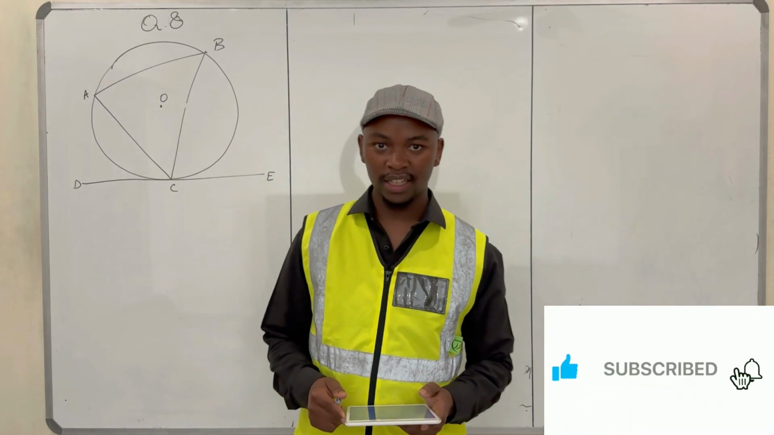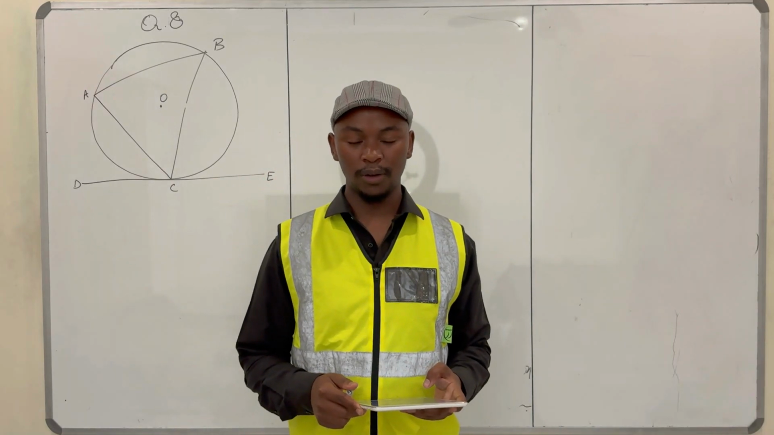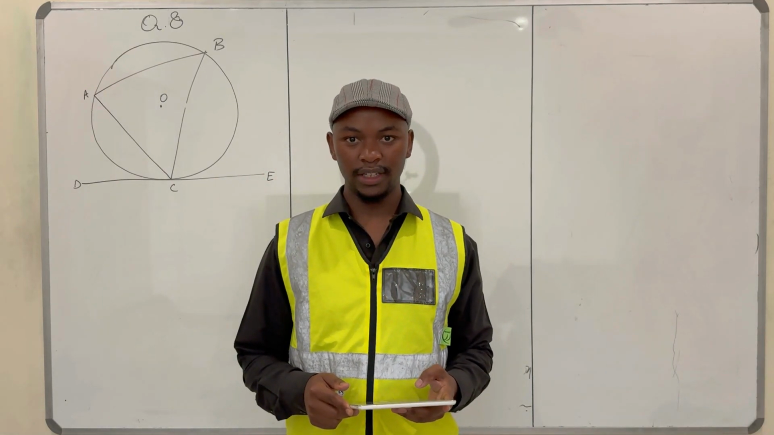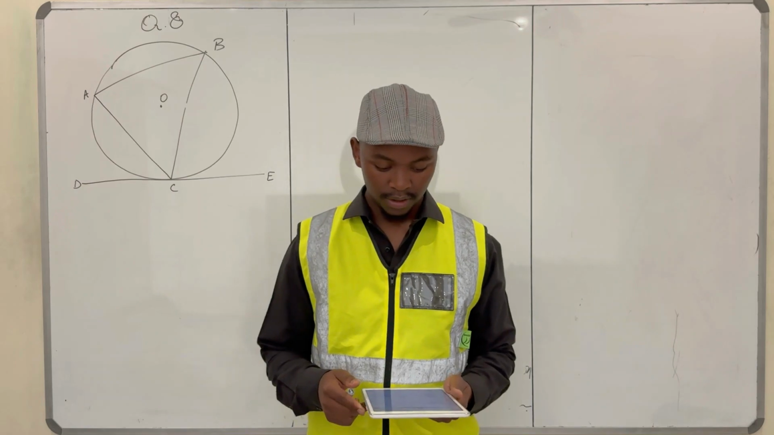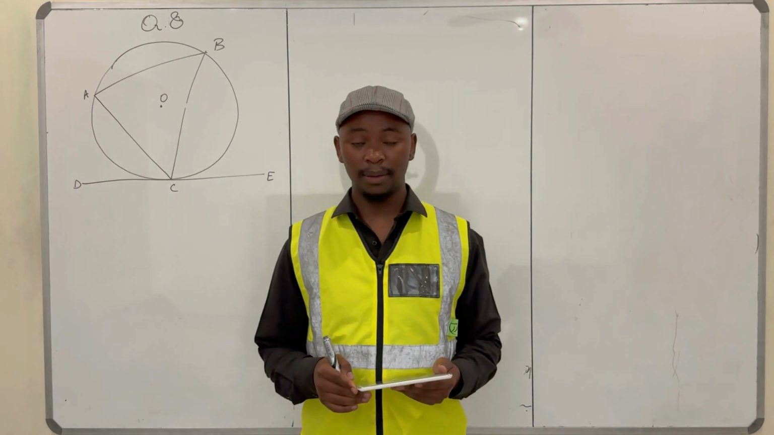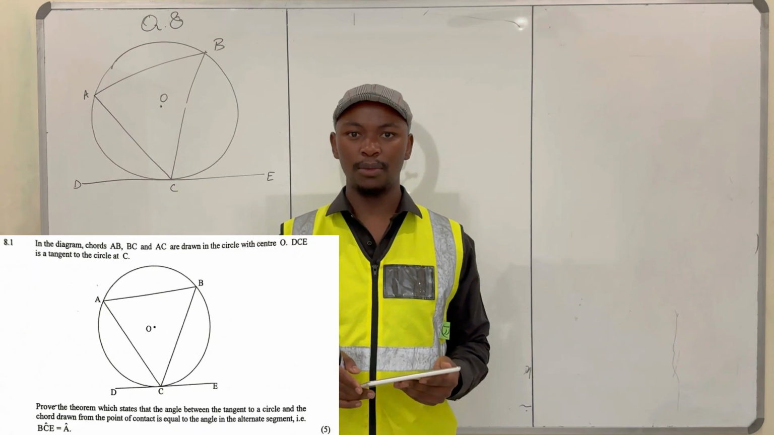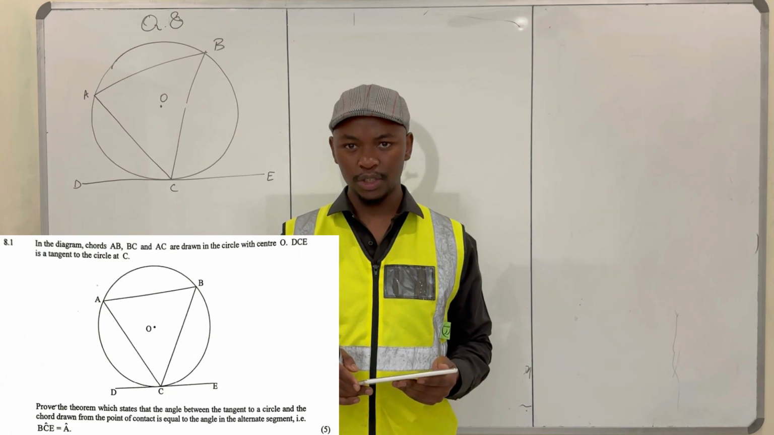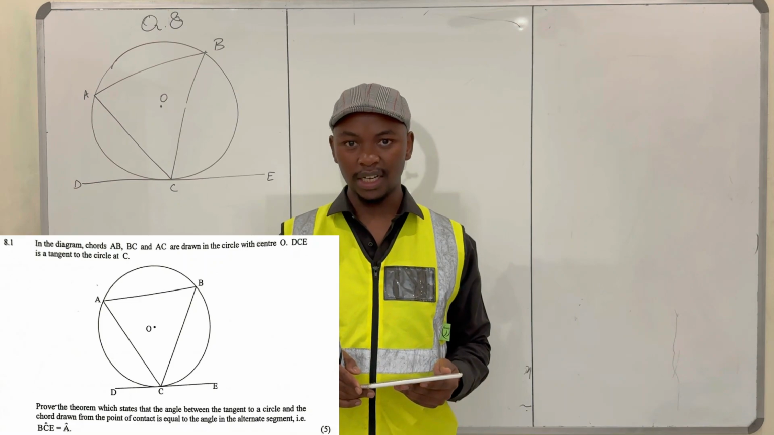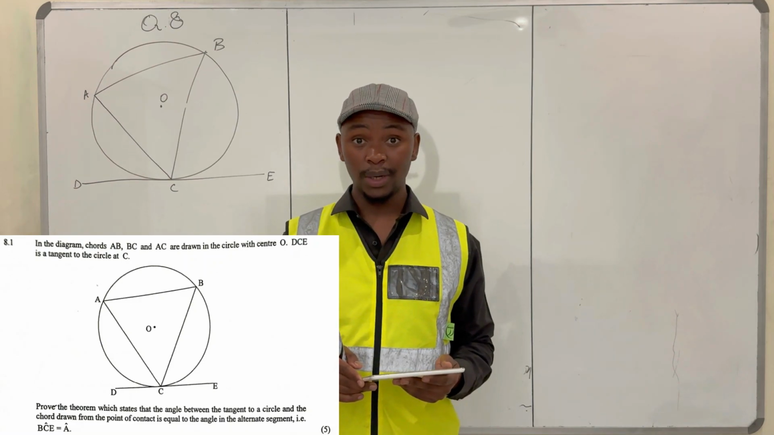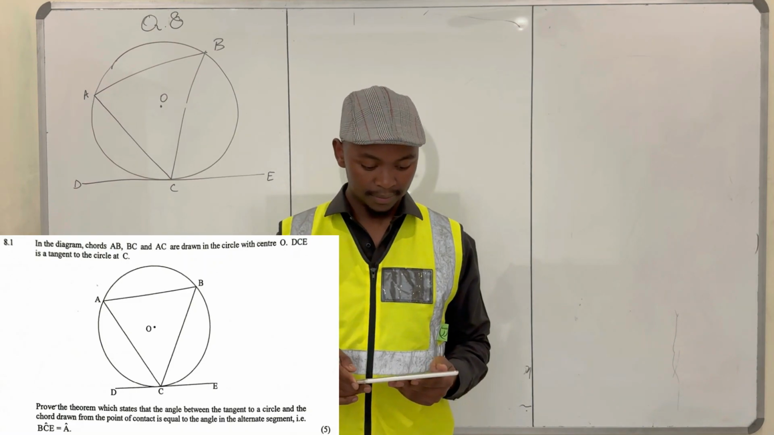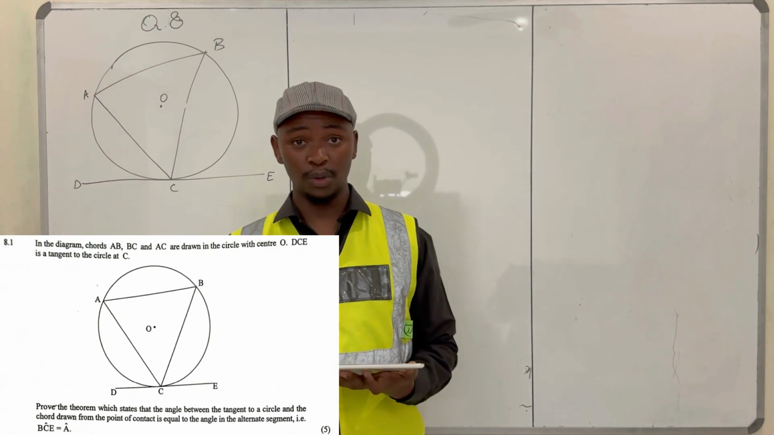Today we're going to be looking at the May-June grade 12 question paper 2, that is the year 2024. Alright, so this is question number 8, which from here going downwards we're dealing mostly with your circle geometry as well as your proportionality theorems. Alright, but today we're looking at question 8.